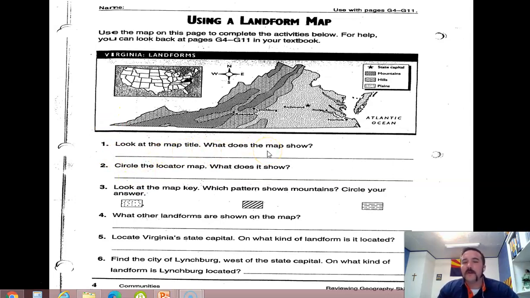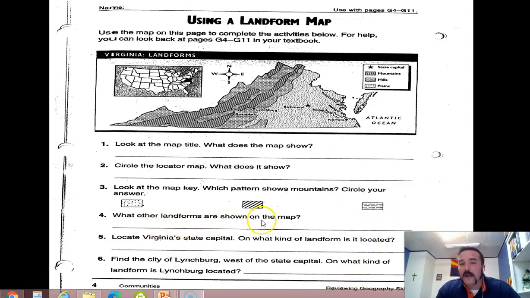So, number one, look at the map title. What does the map show? Please just copy the map title. That's right here. Circle the locator map. Please do that. Circle it. And what does it show? Well, it shows where Virginia is in the United States, right? Now, look at the map key. That's right here. Which pattern shows mountains? Circle your answer. That's what you do there.